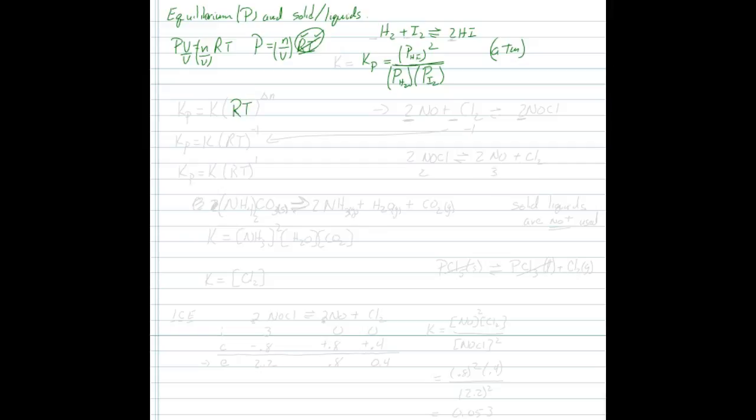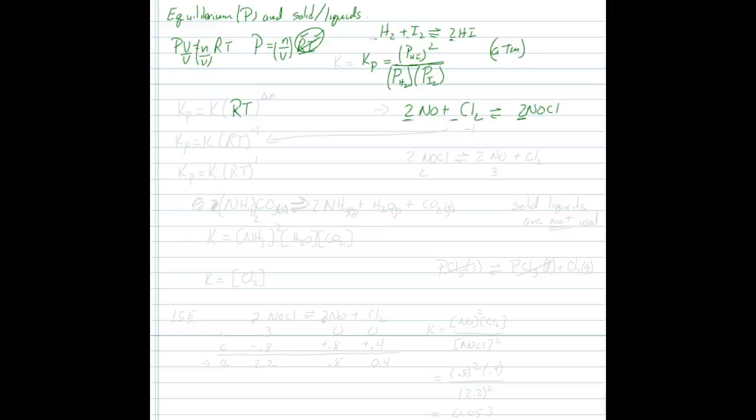Well, the RTs will cancel out if they're the same, but if they're not the same, if you have 2NO plus Cl2 in equilibrium to form 2NOCl, in this case, you're going to have 2 moles of gas on the right, or on the top, and 3 on the bottom. So the RTs don't cancel out. If it's 2 moles and 1, 1, we're okay. But if they're not, then it's going to be off by a factor of RT to some power.